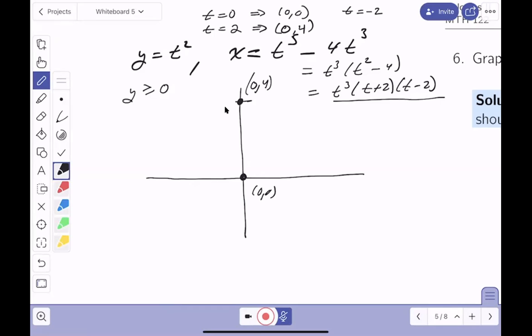What's another easy point? T equals minus 2. All right, what would this give us? Well, if I did that, what would you get? Well, the x would be 0 and the y would be 4. I'm back over here.